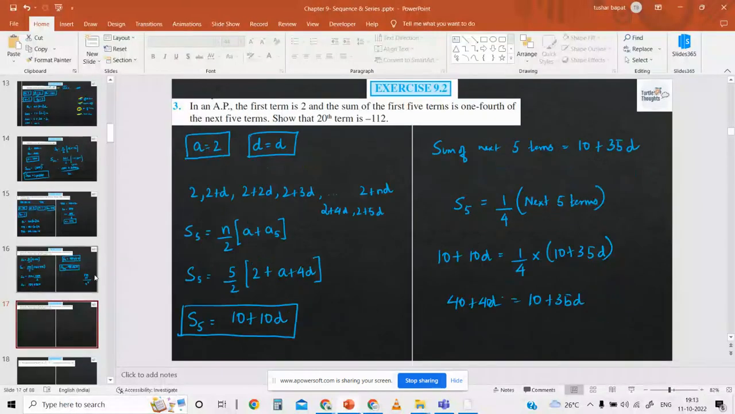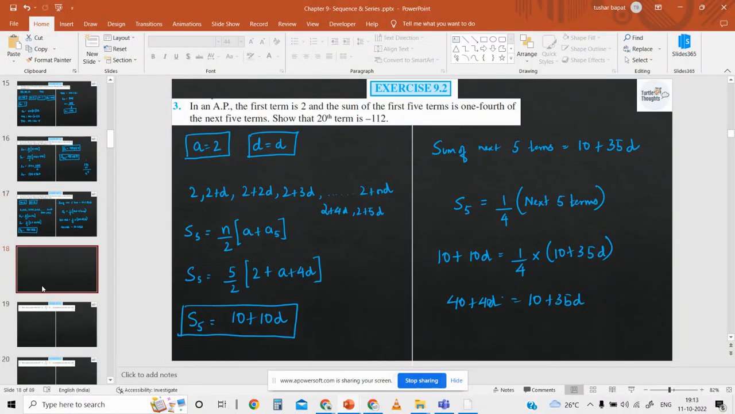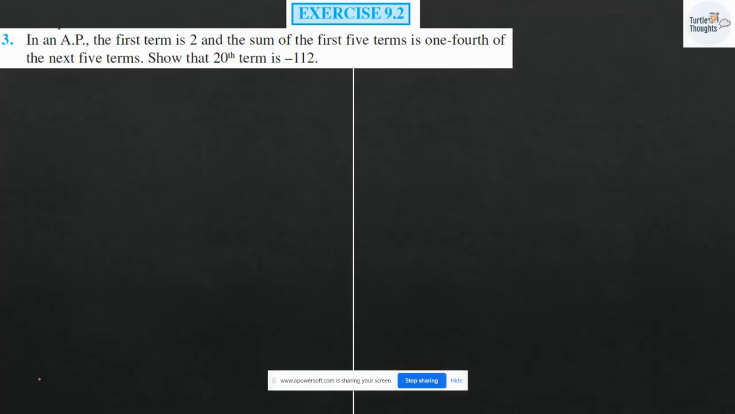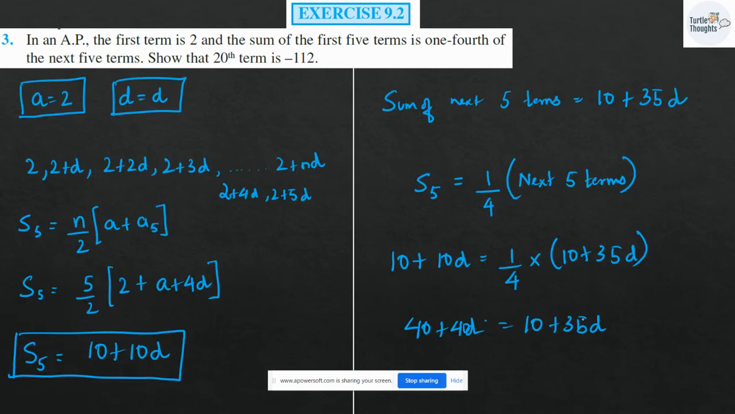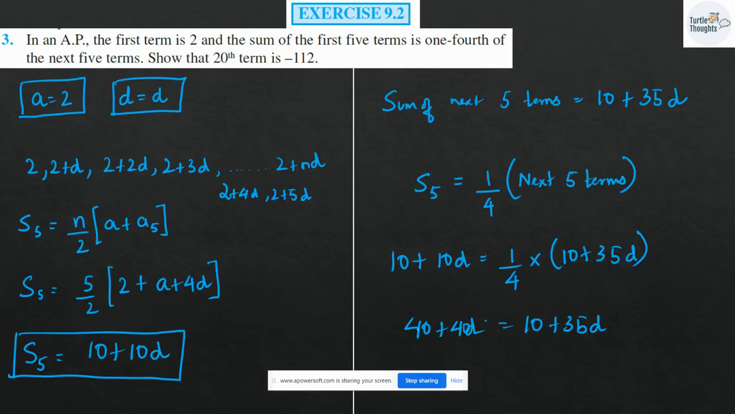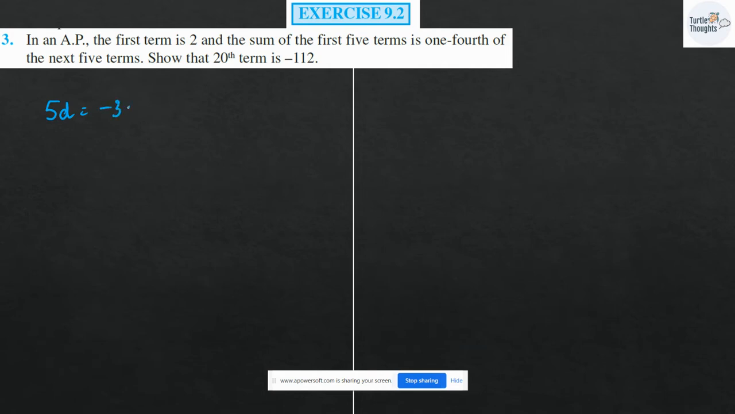We take one more here. So I will be getting this as 40. If I take 35 to the other side, 40d minus 35d, I will be getting 5d will be equal to, if it goes to the other side, 10 minus 40, so I will be getting minus 30. So d will be equal to minus 30 divided by 5. I will be getting d as minus 6. So common difference d I have got as minus 6.